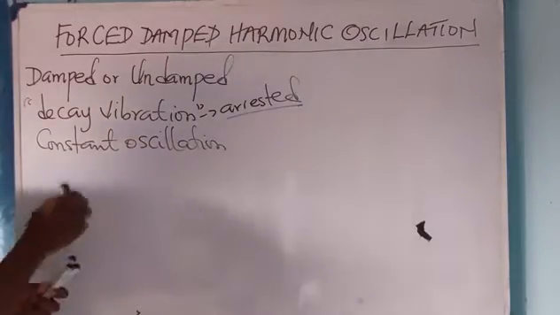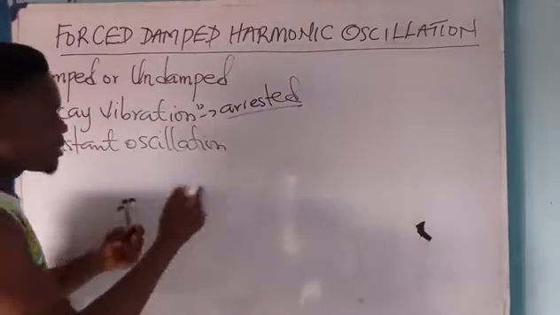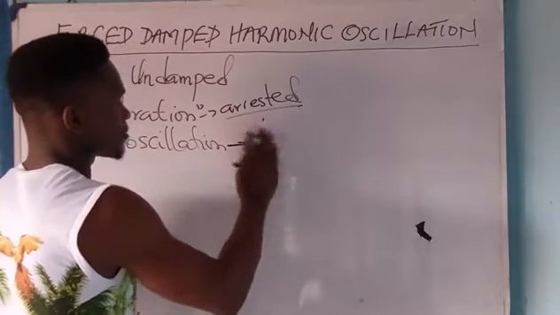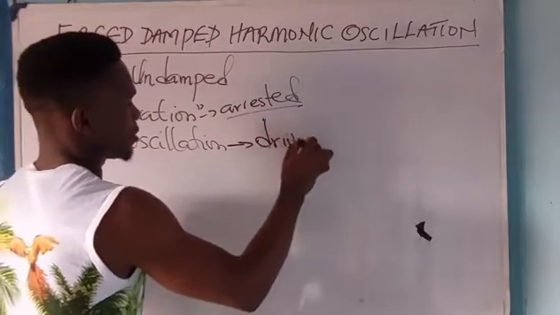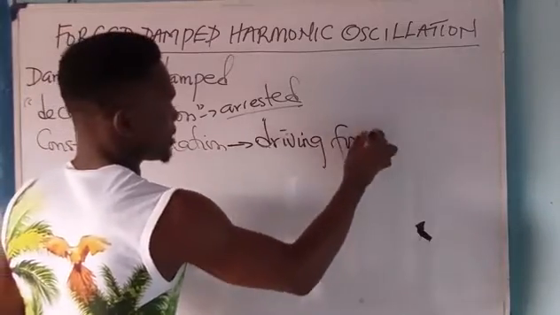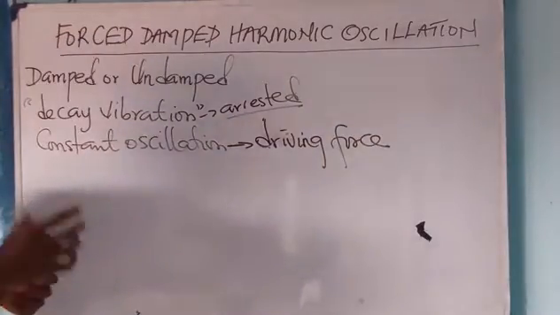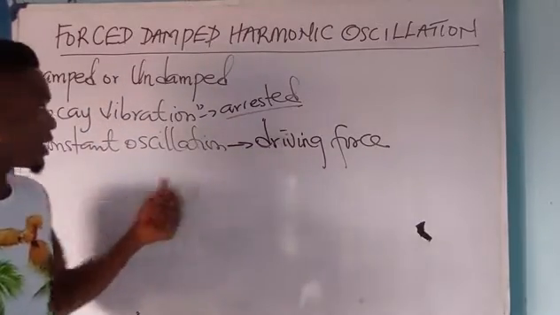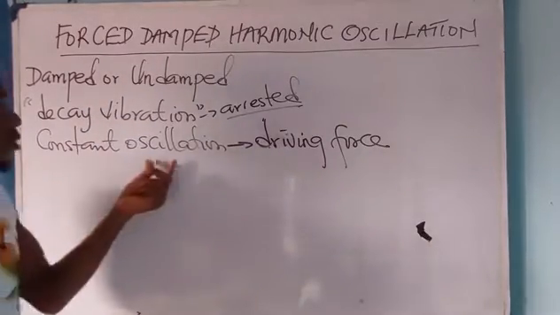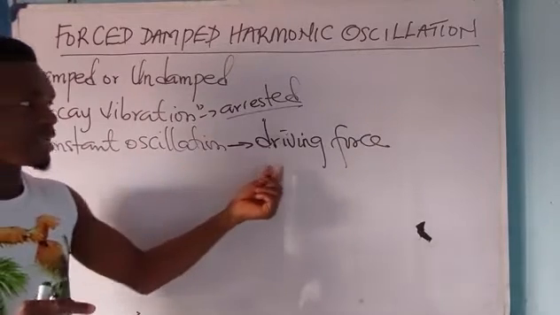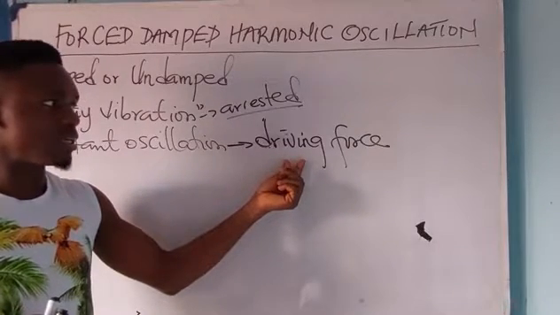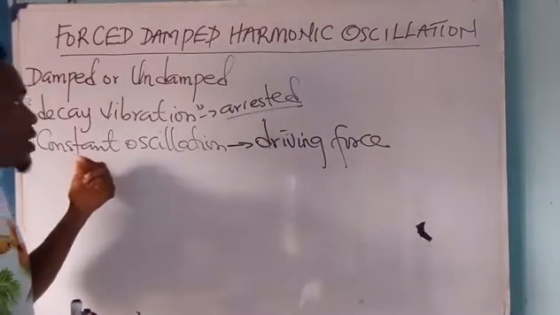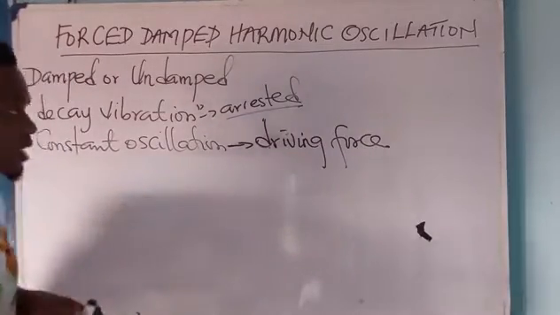Now, for there to be constant oscillation, please, there must be the presence of what is called a driving force. It is this driving force that maintains this constant oscillation, which means that in the absence of a driving force, there will be no constant oscillation. Take note of that.